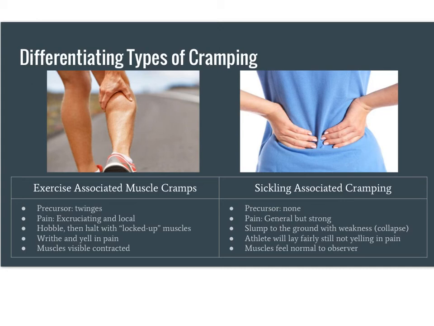Sickling-associated cramping begins without a precursor like twinges. The cramping is usually more generalized and less localized to a single muscle or muscle group. Rather than dramatically collapsing and writhing in pain, these athletes typically collapse after slumping and falling due to weakness and will typically not writhe and yell in pain. The affected muscles will also often look normal to an observer.